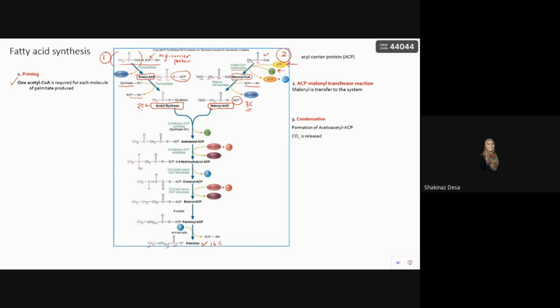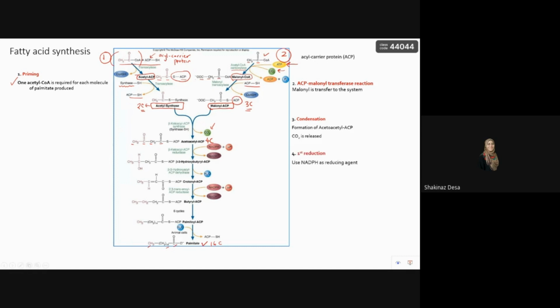Ini tadi 2 carbon plus 3 carbon. Supposedly dia akan jadi 5 carbon. But since the condensation comes in, where the carbon will be released, the carboxylation carbon will be released right here, carbon akan keluar. Instead of the product being 5 carbon, now it becomes only 4 carbon. Kalau tengok kat sini, 1, 2, 3, 4. 4 carbon kat sini, nama pun dah lain, acetyl ACP. Dia jadi acetyl ACP.